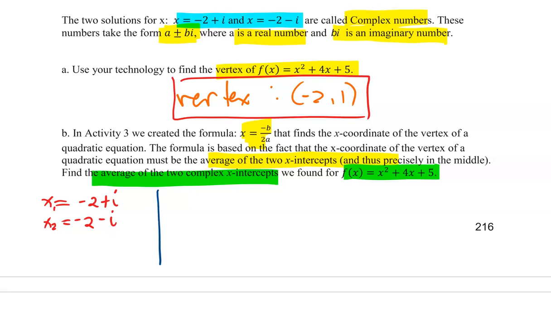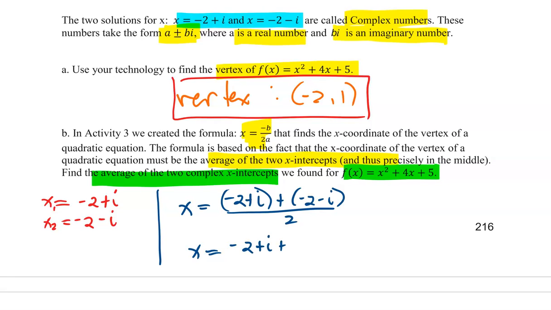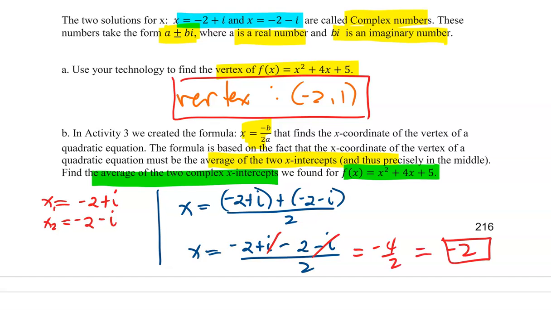Now let's find the average of this. That is negative 2 plus i plus negative 2 minus i, divided by 2. That is negative 2 plus i plus negative 2 minus i over 2. i minus i is 0. This is negative 2 minus 2, which is negative 4, over 2, which is equal to negative 2. That's why we have the vertex x equal to negative 2.